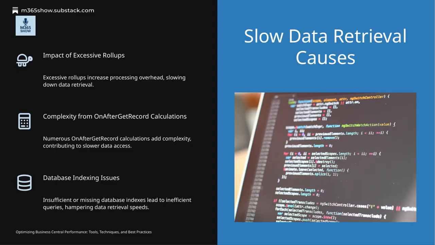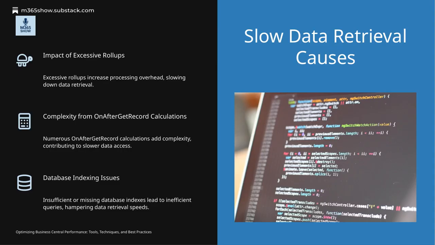Let's talk about some common reasons why Business Central might experience slow data retrieval. One major factor is excessive roll-ups. When we have too many roll-ups, it increases the processing overhead, which in turn slows down the way data is retrieved. It's like overloading a system with too many calculations at once.